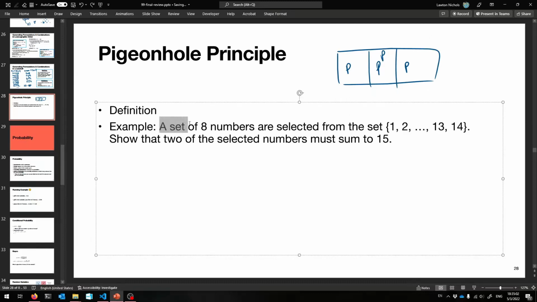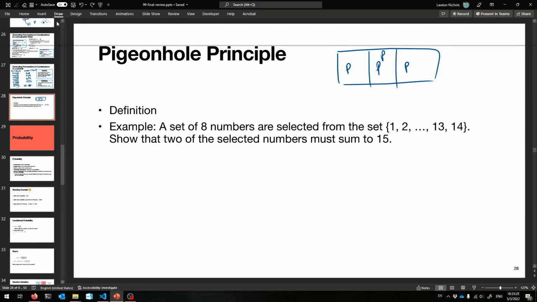So here's my example. A set of 8 numbers. Let's select those 8 numbers from the set 1, 2, all the way through 13 and 14. So we have 14 numbers to choose from. We're picking 8. Show that 2 of the selected numbers must sum to 15. So out of the 8 numbers that you picked, 2 of them must sum to exactly 15. Crazy, huh? So, let's think about it. Let me show you how you use the pigeonhole principle to do this.